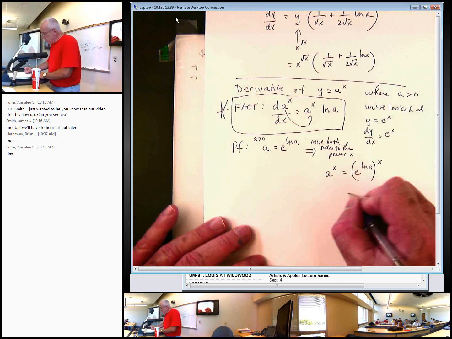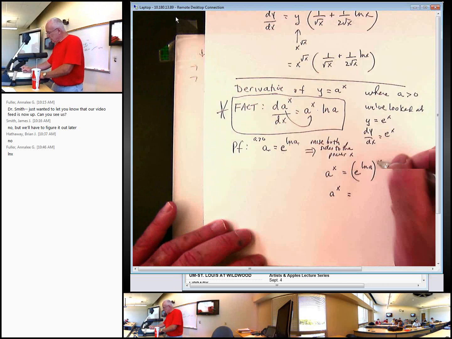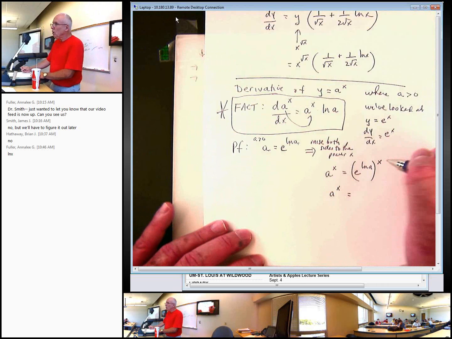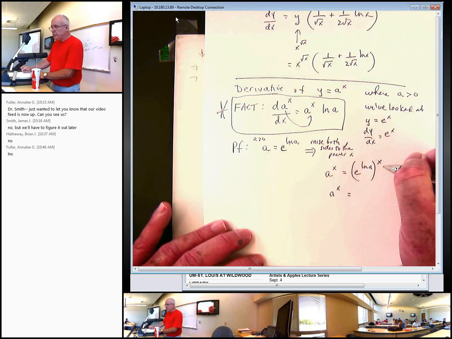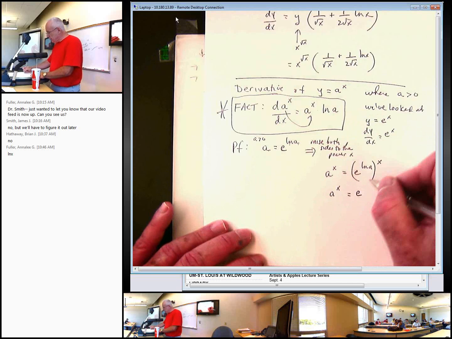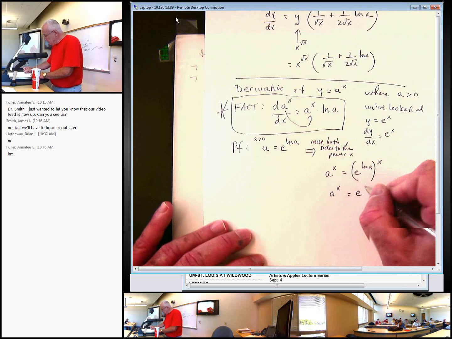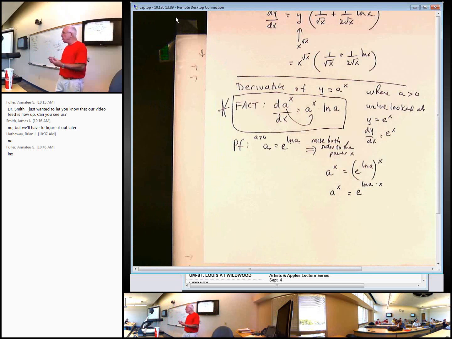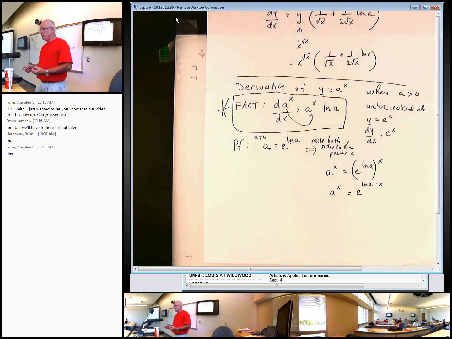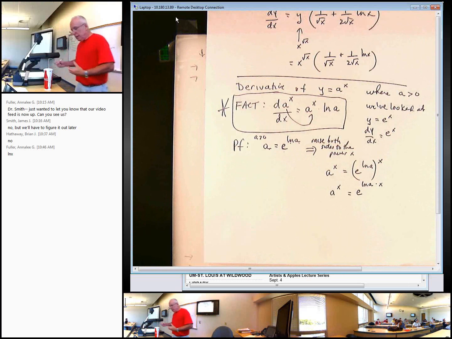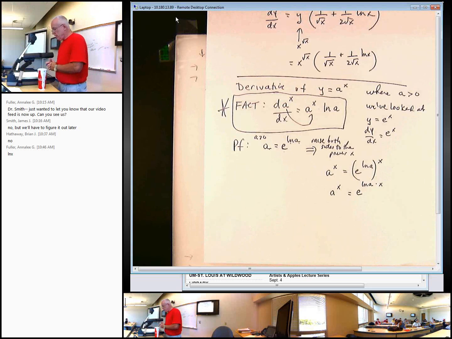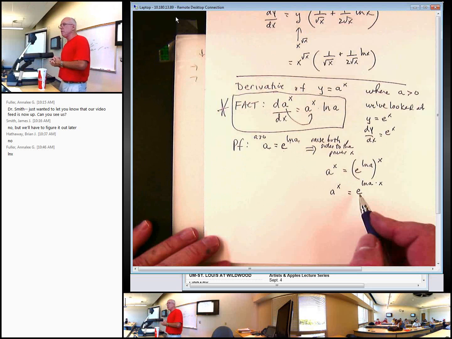Now, that means a to the x power, well, let's look at this thing. If we raise a power to a power, we multiply the exponents together. So this left side can be written as e to the ln of a times x. Just power to a power, you multiply the exponents together. All right. So what I've done here is I've rewritten what I want to get the derivative of in terms of the exponent function e.